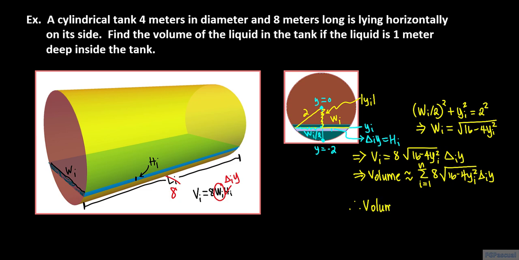Therefore, the volume of the liquid in the tank is exactly equal to the integral from the lower limit of y equals minus 2 to the upper limit of y equals minus 1 on the surface of the liquid of 8 times the square root of 16 minus 4y squared. We leave it as an integration exercise for the viewer to check that the volume of the liquid in the tank is 32 pi over 3 minus 8 times square root of 3 cubic meters.